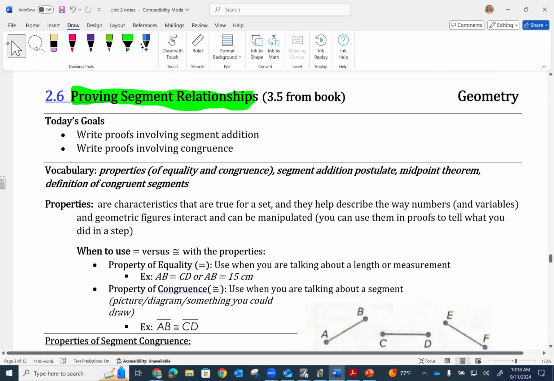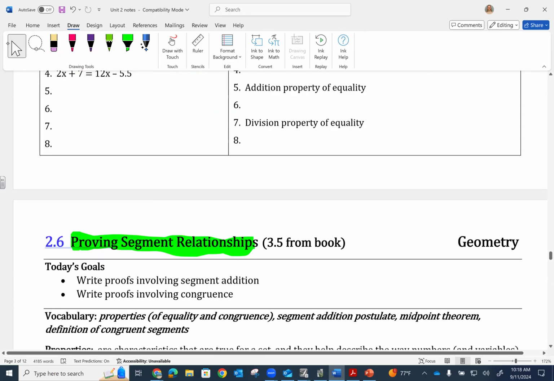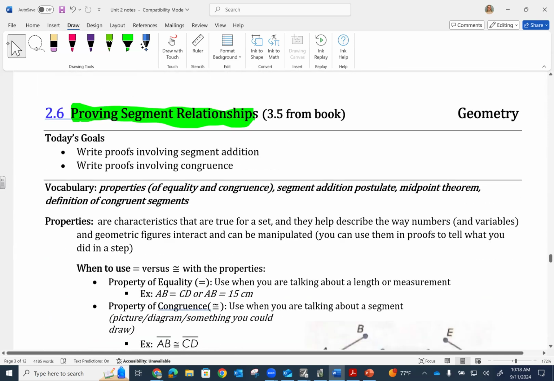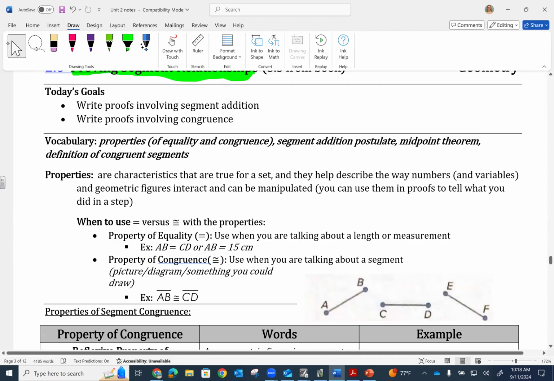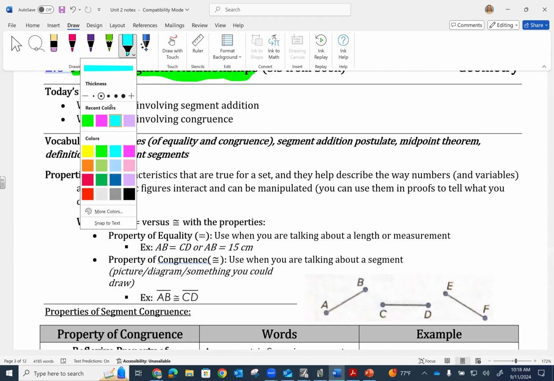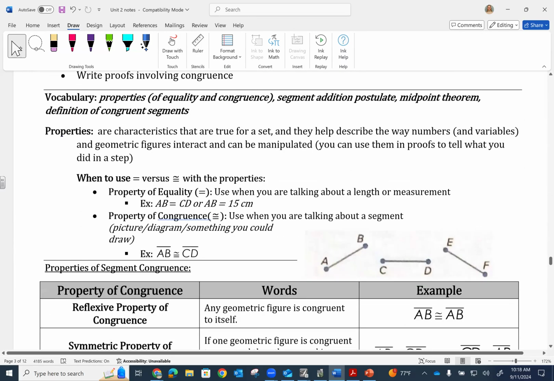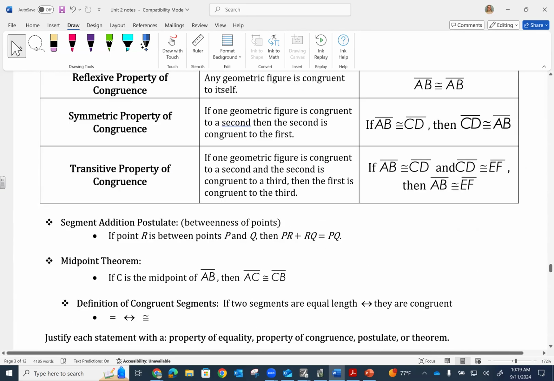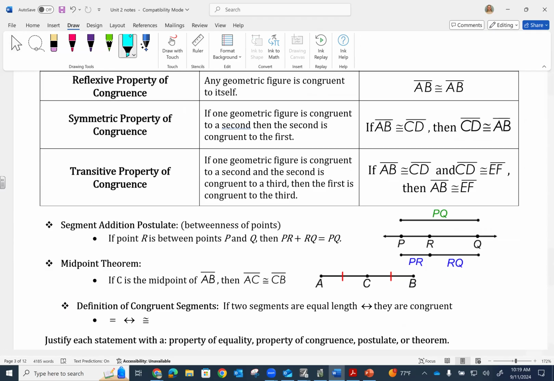So, proving segment relationships. It looks like we introduced those yesterday just a little bit. Some of the properties we will be talking about: if you're doing segment addition, you can only do it if you are talking about the length of each item. If you're adding up two parts, you've got to be talking about the length.